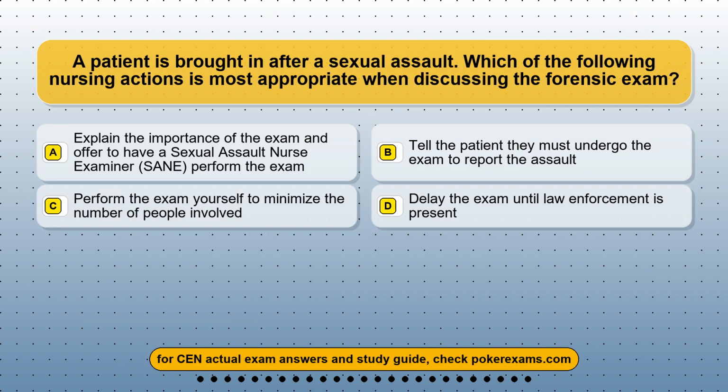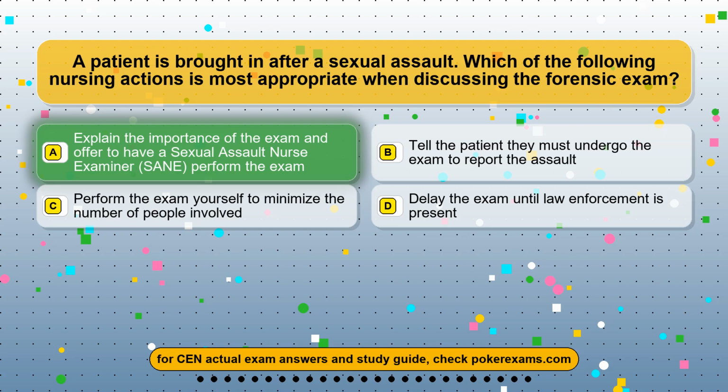Question 25. A patient is brought in after a sexual assault. Which of the following nursing actions is most appropriate when discussing the forensic exam? Option A. Explain the importance of the exam and offer to have a sexual assault nurse examiner perform the exam. Option B. Tell the patient they must undergo the exam to report the assault. Option C. Perform the exam yourself to minimize the number of people involved. Option D. Delay the exam until law enforcement is present.